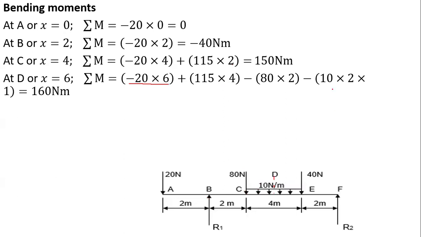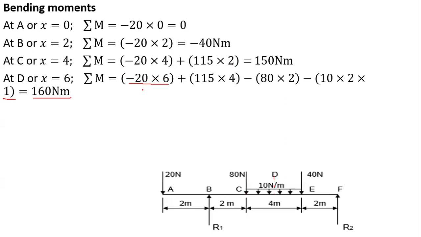But as for the UDL now, to get the force, I multiply 10 by 2 meters because for now, I'm just consuming the 2 meters. I'm not yet away from there. I'm just at point D. The perpendicular distance will act at the center of the 2 meters, which is half of 2, giving us 1. So it's 10 by 2 multiplied by 1. So when you enter all that in your calculator, you end up with 160.